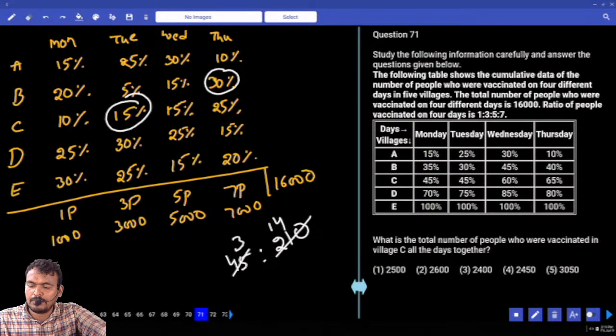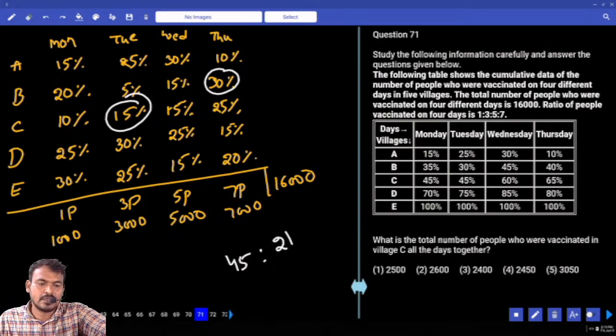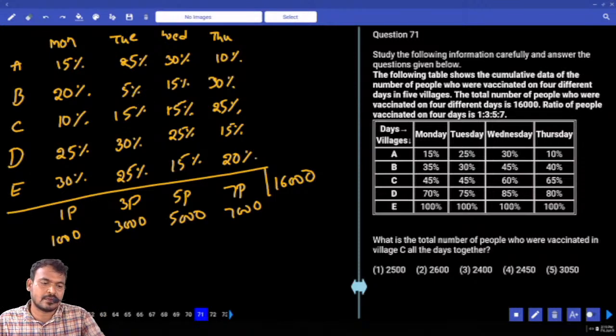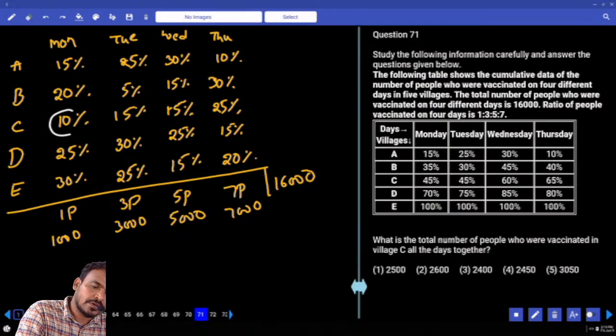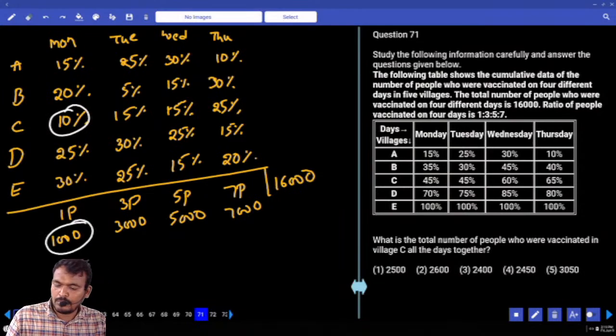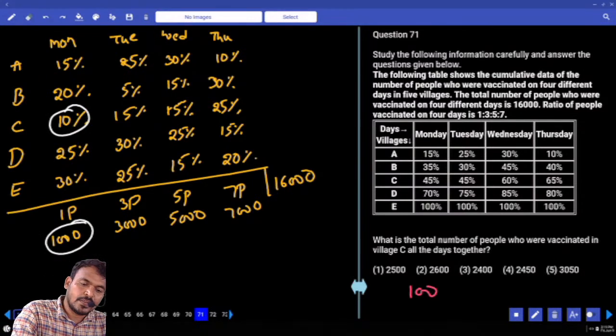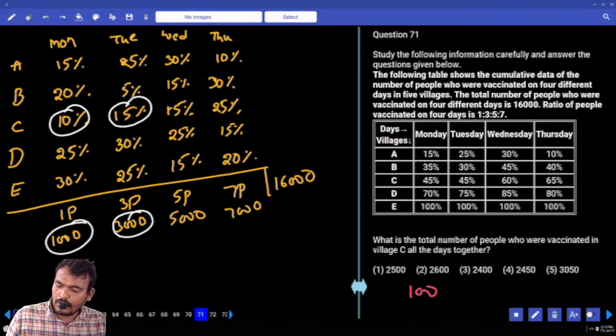What is the total number of people who were vaccinated in village C in all the days together? Nothing but individual values are calculated for C. 10% of which one? 1000. How much? 100. 15% of 3,000. 450.